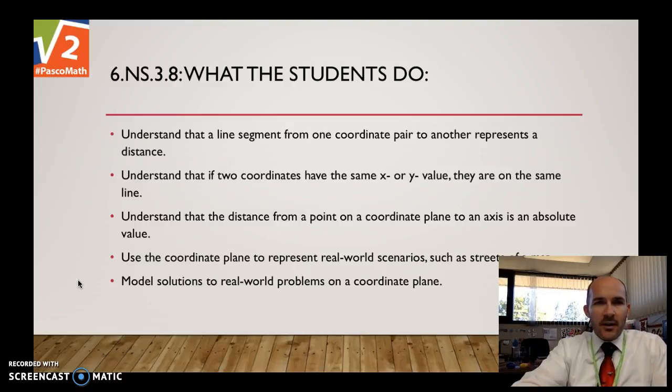Some things students should be doing is understand that a line segment from one coordinate pair to other represents a distance. And understand that if 2 coordinates have the same x or same y value, they're on that same line. Understand that the distance from a point on the coordinate plane to an axis is an absolute value, and then use the coordinate plane to represent real-world scenarios such as streets of a map. Model solutions to real-world problems on the coordinate plane. So those are all things we want students to do.